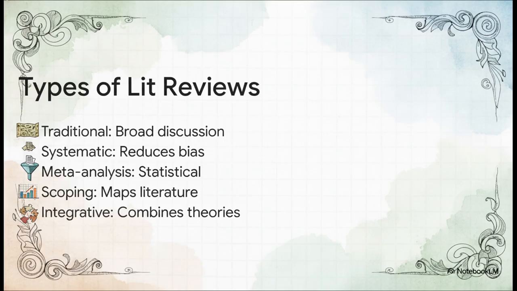Then you have a meta-analysis, which goes a step further and actually statistically combines findings from multiple quantitative studies to find an overall effect. Think of it as crunching all the numbers together. A scoping review maps out the range of literature on very broad, complex, or maybe rapidly emerging topics. And finally, an integrative review combines both empirical data and theoretical literature to give a highly comprehensive understanding of a subject. But listen, regardless of the specific method you choose from this list, they all fundamentally require crystal clarity, sharp critical analysis, and meticulous documentation.